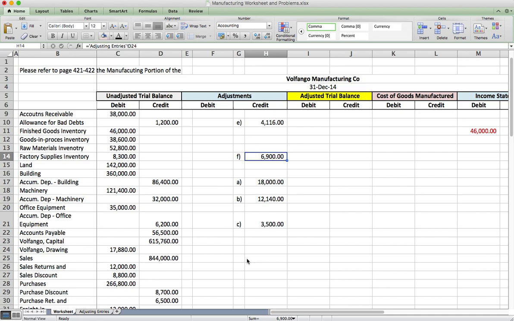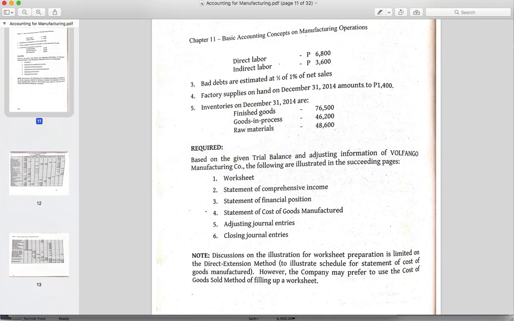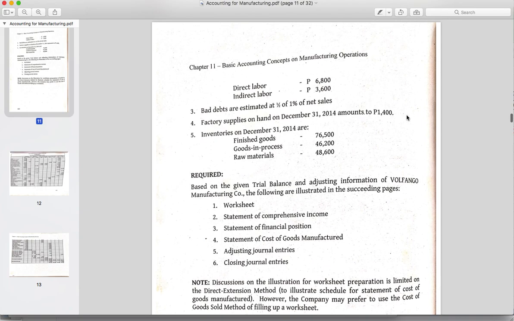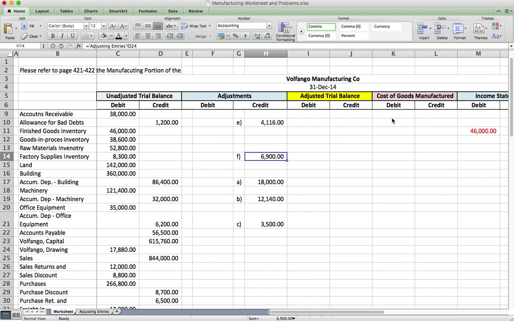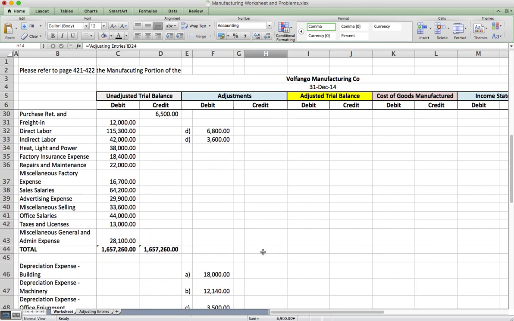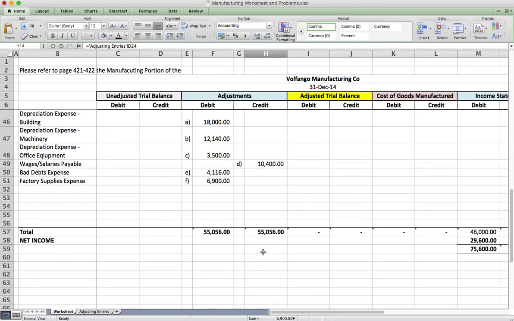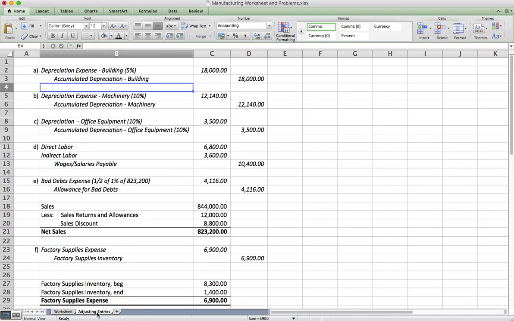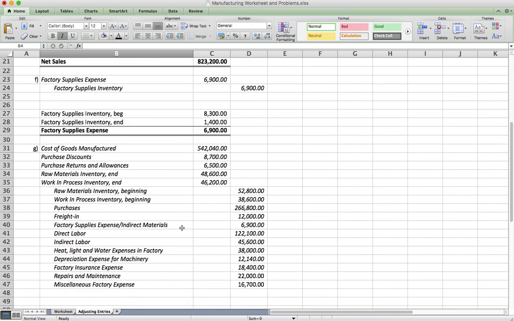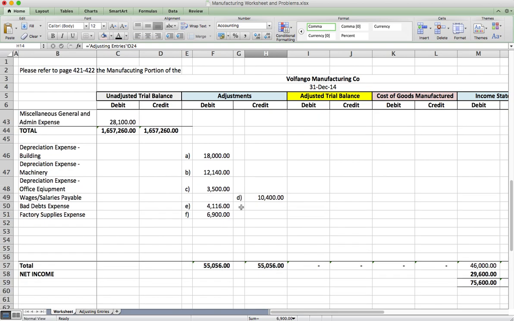1,000 plus. Hindi ko na maalala. Magkano ba yung ending balance? 1,400. Okay. So, we're done with the adjusting entries. Ano na lang natira? For cost of goods manufactured. Ayan. So, before that, let's compute for the adjusted balances.